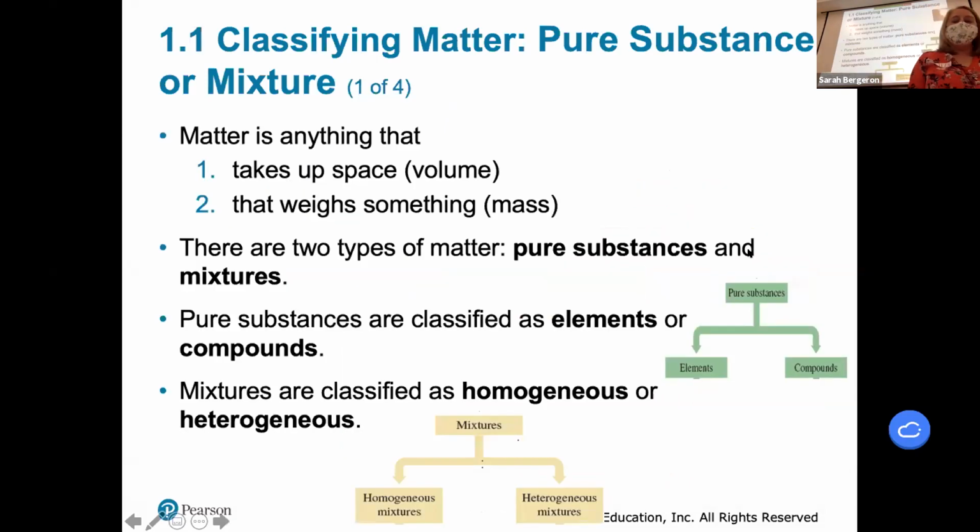All right, so we said two types of matter, pure substance and mixture. The pure substances are either elements or they're compounds. Elements are one thing on the periodic table. Compounds are a combination of things found on the periodic table. Then you have mixtures. Mixtures are either homogeneous or heterogeneous. Homogeneous meaning the same, heterogeneous meaning different.